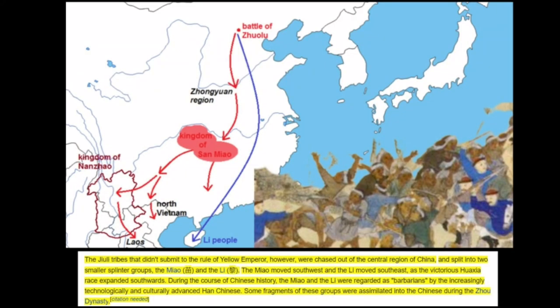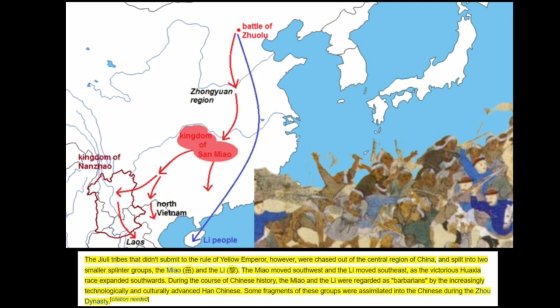The Zhuolu tribes that didn't submit to the rule of the Yellow Emperor, however, were chased out of the central region of China and split into two smaller splinter groups, the Miao and the Li. The Miao moved southwest and the Li moved southeast. As the victorious Xuanyuan race expanded southwards, during the course of Chinese history, the Miao and the Li were regarded as barbarians by the increasingly technologically and culturally advanced Han Chinese.